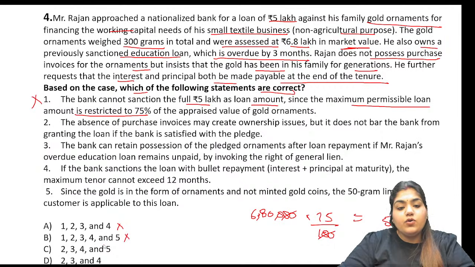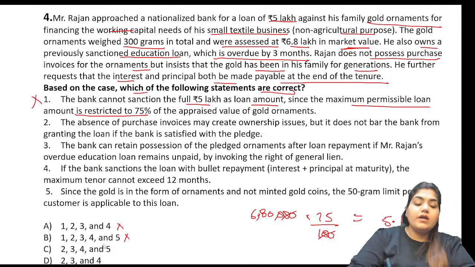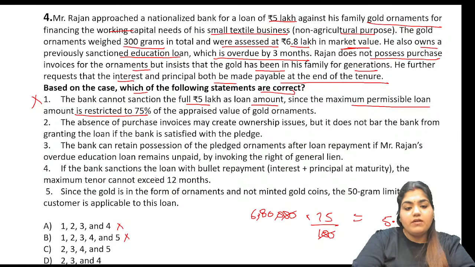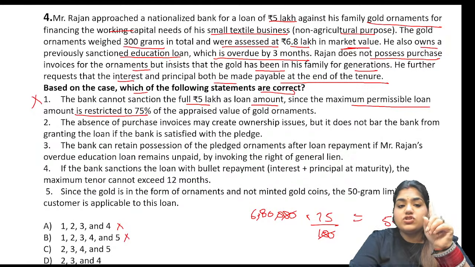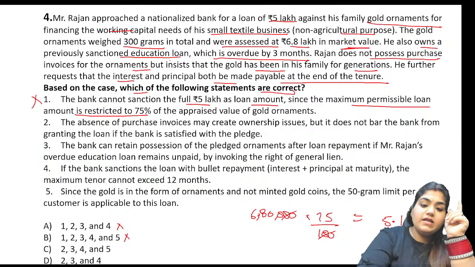Statement number 2, 3 and 4 are correct. Why? Statement number 2 says that while lack of purchase invoice can complicate the ownership claim, the bank can still lend if they are satisfied with the borrower's pledge and identity verification. It is risky, but there is no restriction.